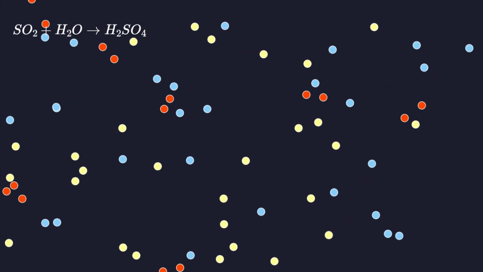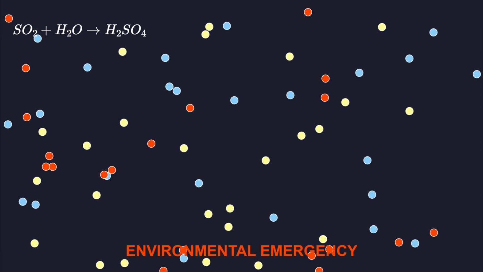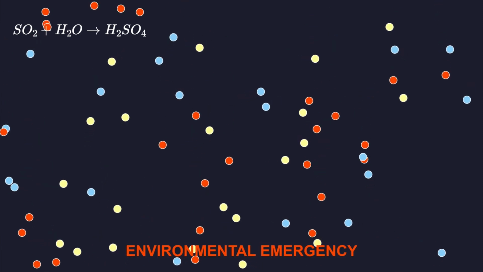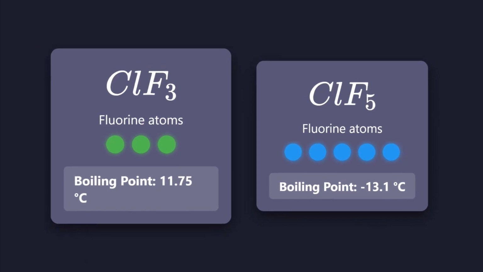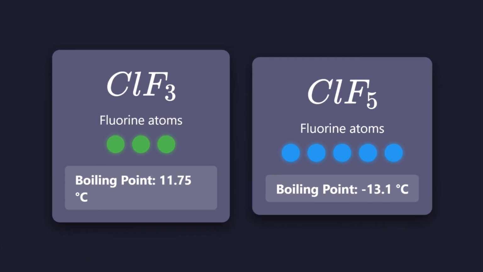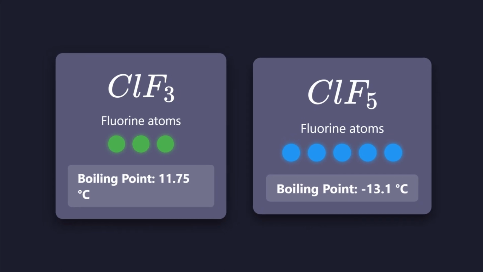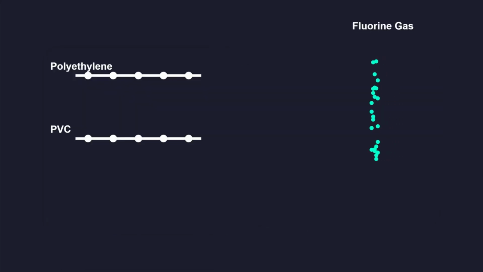In the atmosphere, it reacts with water vapor to form a toxic cloud of acid rain, making any leak an immediate environmental emergency. While chlorine pentafluoride is even more fluorinated, the trifluoride remains more common in industry due to its slightly more manageable boiling point.